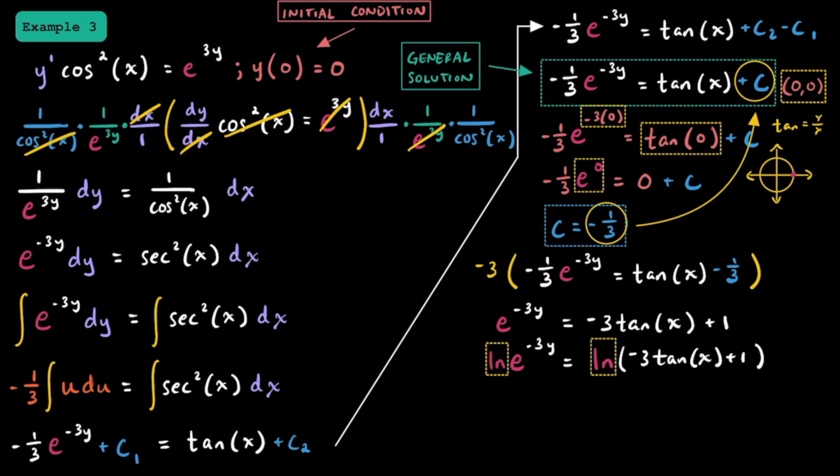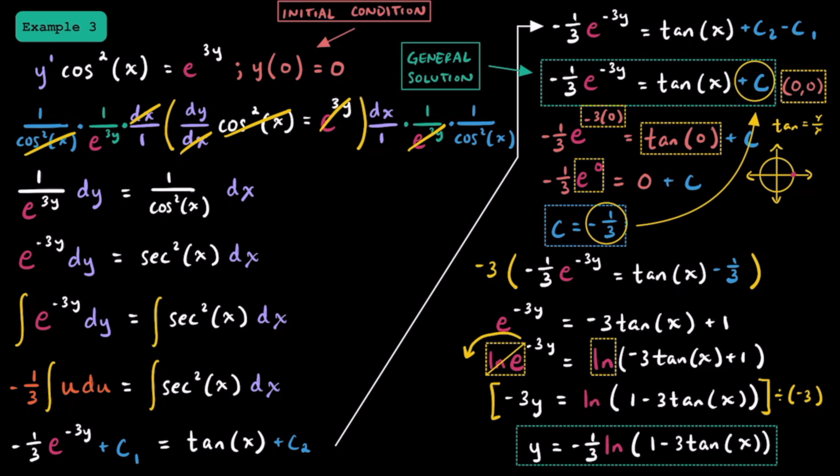Next, to cancel out the e, we're going to have to take the natural logarithm of both sides. And in doing so, this negative 3y can come down in front. And since ln of e is just equal to 1, we can write negative 3y is equal to the natural logarithm of 1 minus 3 times tangent of x. And finally, dividing both sides by negative 3, our equation is y is equal to negative 1/3 times the natural logarithm of 1 minus 3 times tangent of x.